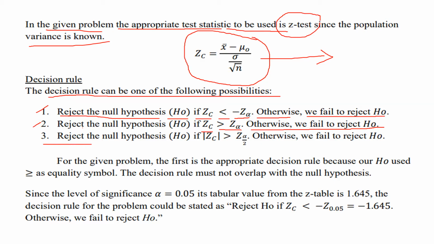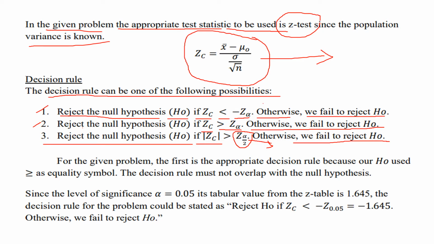For number three, reject the null hypothesis H0 if the absolute value of your computed C is greater than your critical value with respect to your two-tailed test. Why is it a two-tailed test? Because your alpha over 2 here represents that your test statistic pertains to a two-tailed test. So both your left and your right side of your normal curve are to be considered. Otherwise, we fail to reject your H0.